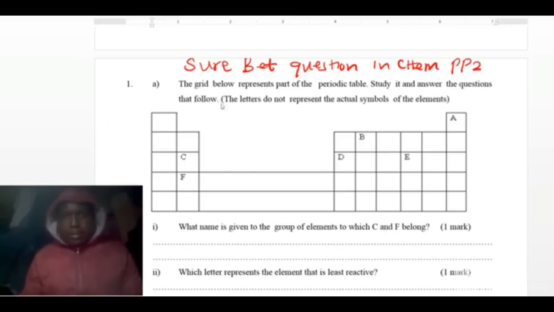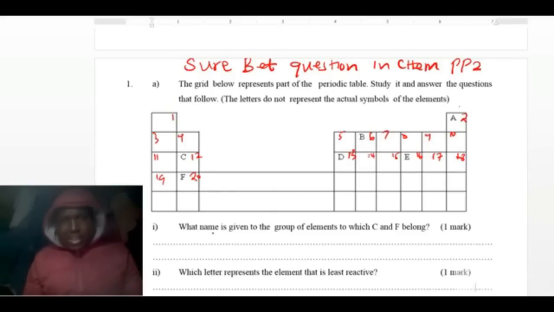The grid below represents part of a periodic table. Study it and answer the questions that follow. Letters do not represent the symbols of the actual elements. Whenever you have this grid, you need to know how to label it from number 1 to 20, so you must have the first 20 elements overhead. This one is hydrogen, that's number 1, number 2, number 3, 4, up to 20. So these are the first 20 elements.